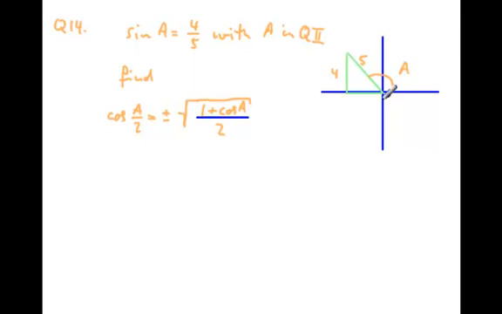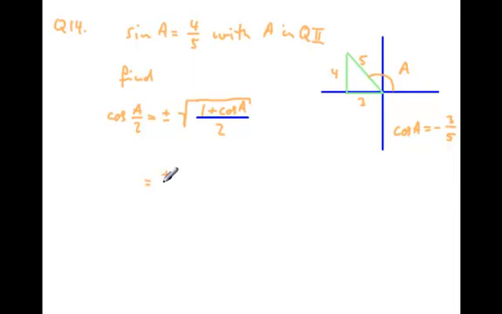Then I look at this triangle and say, hey, that's a Pythagorean triple, because it's a right triangle. If this is 5 and this is 4, this here must be 3, because 3 squared plus 4 squared equals 5 squared. From that I readily know that cosine A equals 3 over 5, adjacent over hypotenuse, and I'm in quadrant 2, so I have to put a negative in front of that.